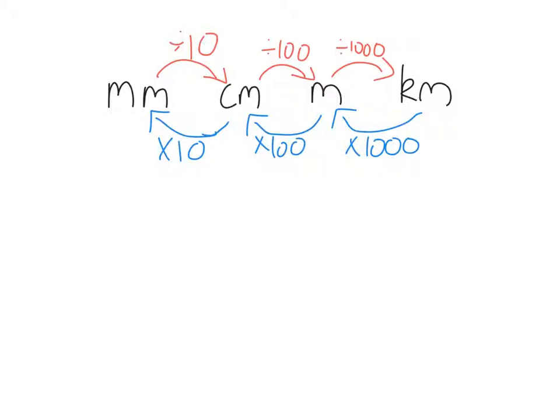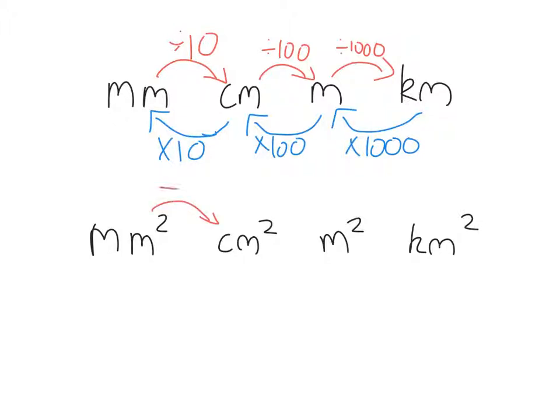Okay, so we've also got to know how to convert square units. It's very, very similar, except we just put a couple of squares on. We're going to look at converting millimeters squared, centimeters squared, meters squared, and kilometers squared. To go from millimeters squared to centimeters squared, you don't divide by 10, you need to divide by 10 squared, or divide by 100.